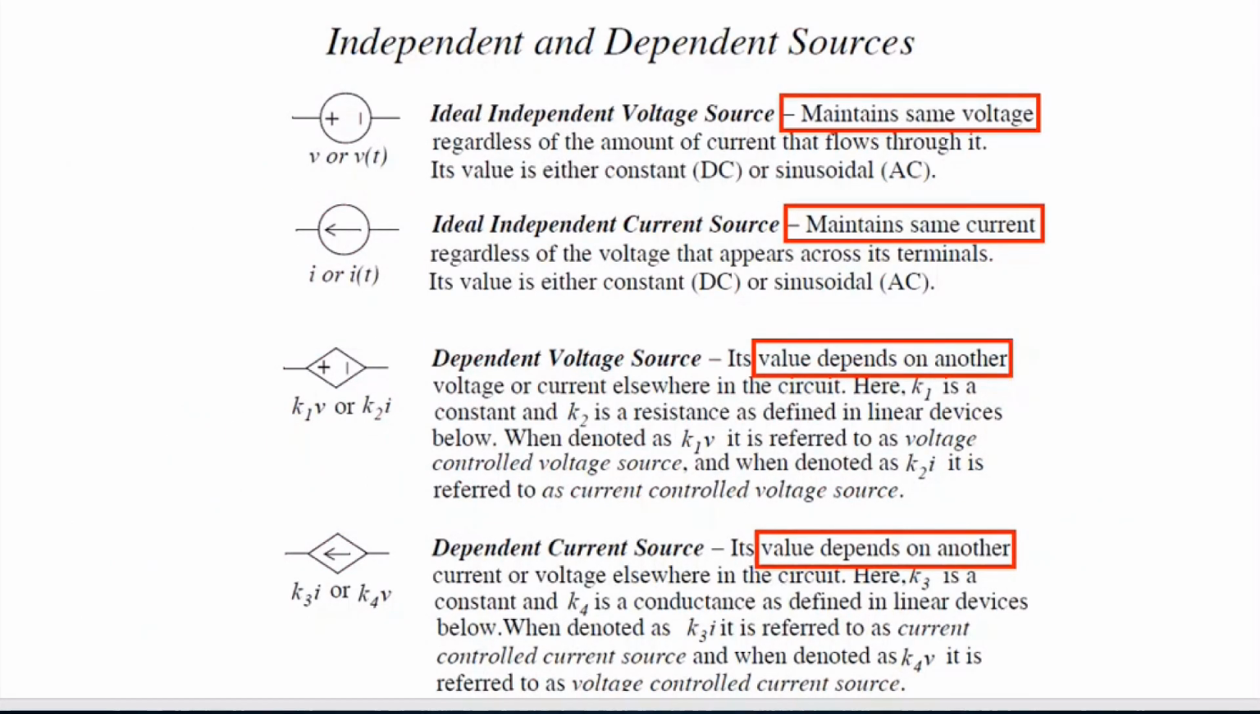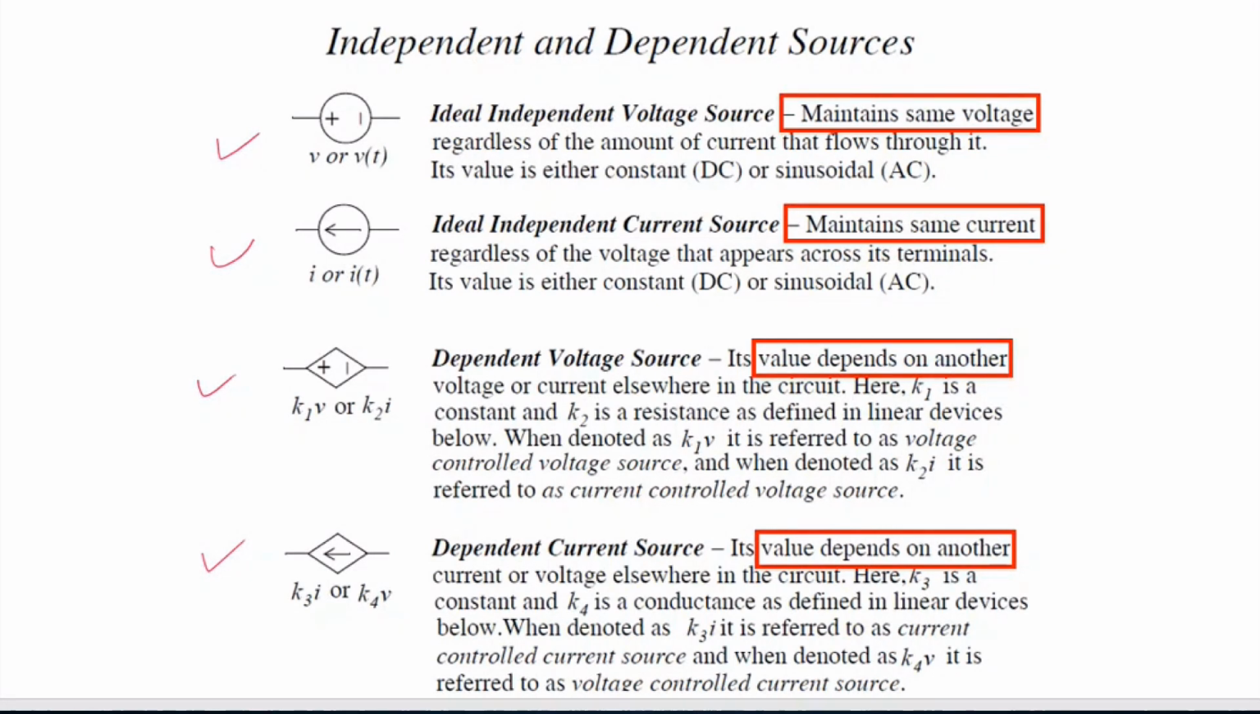This gives a summary of all the sources, the definition of all the sources in a single statement, the same as what I have explained. In the examination you can write in this fashion also. So what is an ideal independent voltage source? It maintains the same voltage regardless of the amount of current that flows through it. Its value is either DC or AC.